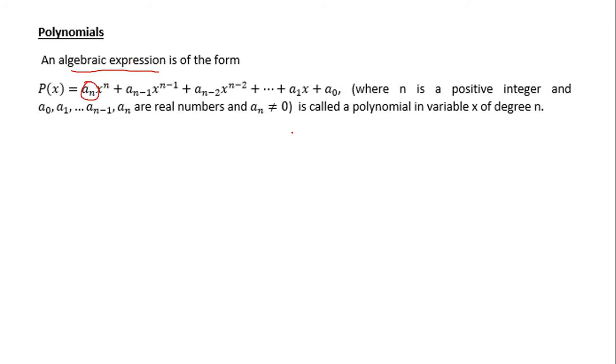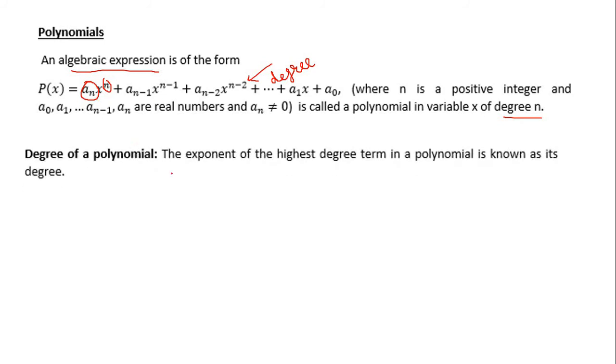Why are we taking here an should not be 0? Since we are defining the degree, which I am going to explain next. If we are defining the degree here, what does it mean? The coefficient of the highest degree term, the highest exponent term, should not be 0. So if I say this polynomial is of degree n, then an should not be 0. So let's define from here what is degree. Degree of the polynomial is the exponent of the highest degree term.